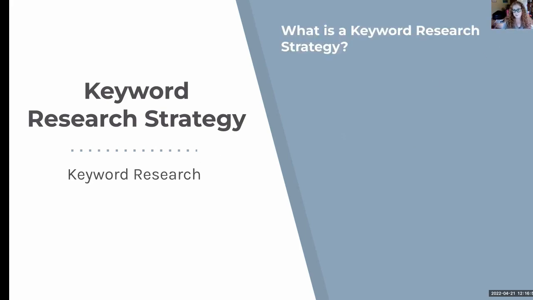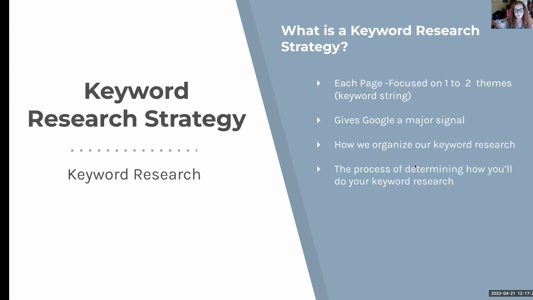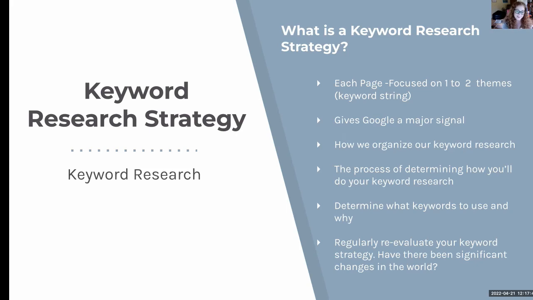What is a keyword research strategy? Each page we focus on one or two themes. With keywords, we're talking about a specific thing on our page. And we do this to give Google a signal about what our page is about. We follow other SEOs and what they've done over years and years of testing. How we organize our keywords is a process that we have to develop over time. In my personal opinion, it takes generally about 2 hours to do keyword research for one page. If you're doing a whole site, it's going to take longer.